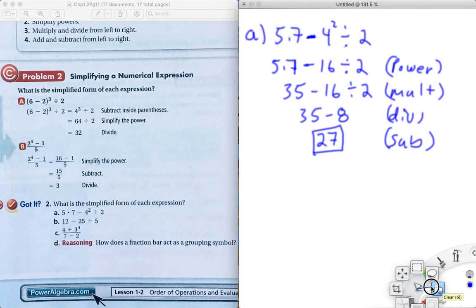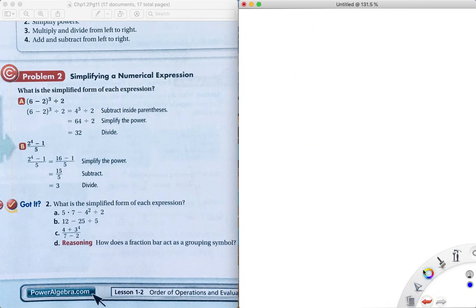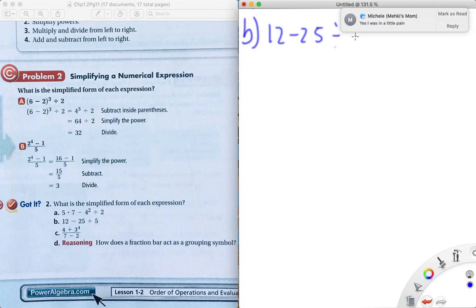That was A. B, we have 12 minus 25 divided by 5.